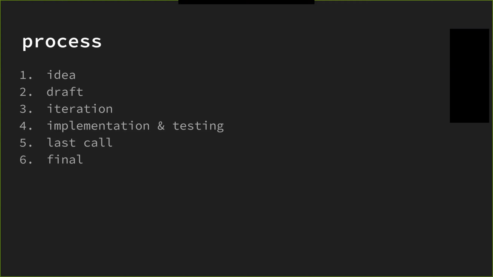And so if your EIP goes into this last call stage and doesn't receive any substantial requests for changes over the two-week or so period, then you can motion for it to become final. It's important to note that this final state is really just a statement about the EIP itself. It's not a statement of whether it will be included in an upcoming network upgrade. It's really just saying that this EIP has been looked at by people from the community. The author or the champions of this EIP don't see any substantial changes coming to it in the future. And so it's in this finalized state, but that does not mean that it will eventually be included in a network upgrade. That's a completely separate process from the EIP specification process.